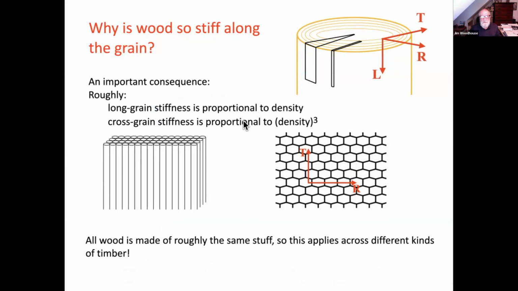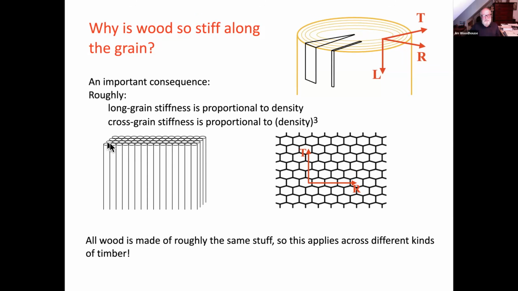Now, this has a consequence, which is interesting. All trees, the solid wood of all trees, is made of roughly the same stuff. There are small variations, but the cellulose, hemicellulose, lignin, it's the same kind of material. So this stretching versus bending comparison tells us something rather curious, which is about the long grain stiffness. When I squashed it along the grain, every single tube wall was having to squash.